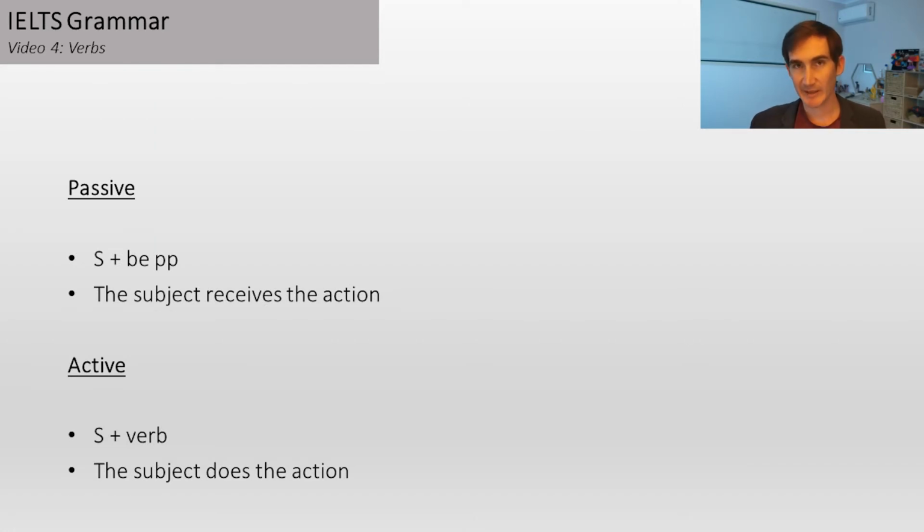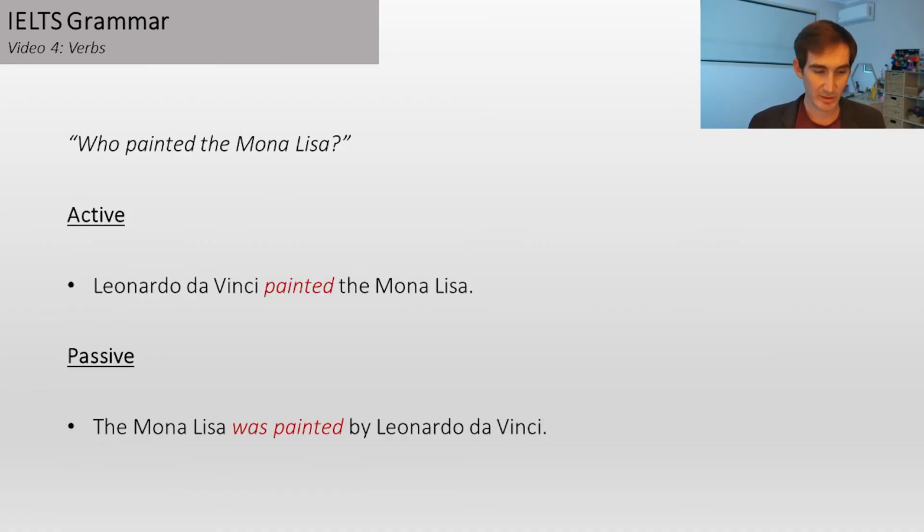Now, as I said, passive, the structure is subject, be verb plus pp. In the passive, you'll find that the subject receives the action. The alternative to passive is active. And in active, the subject does the action. The question I like to use to show this the best is the question, who painted the Mona Lisa?